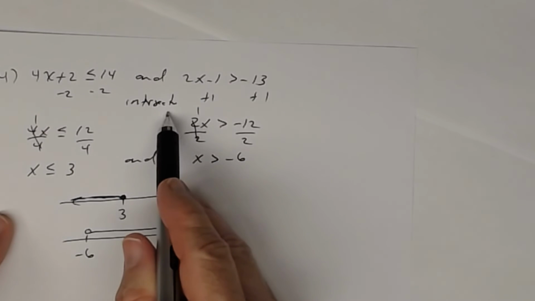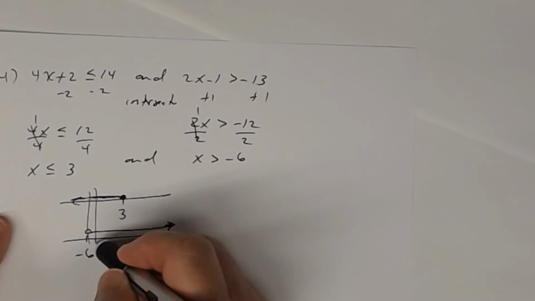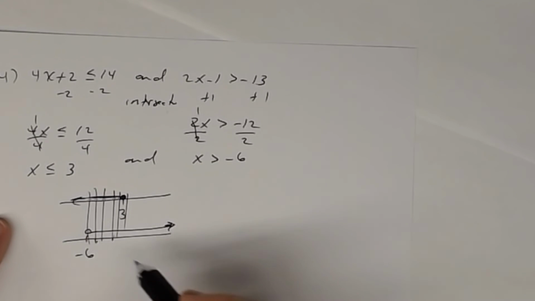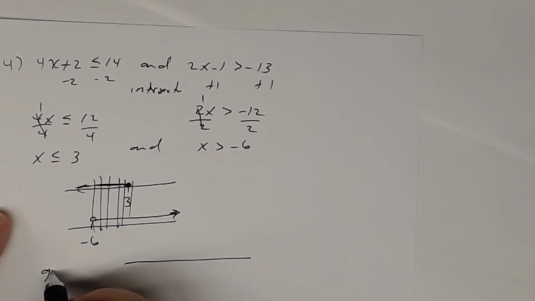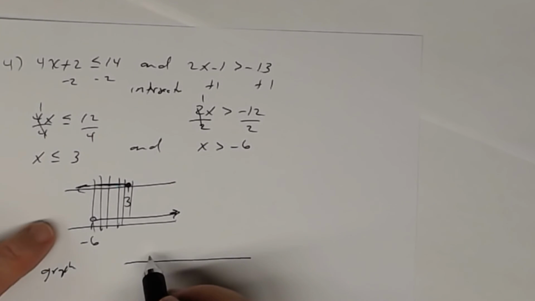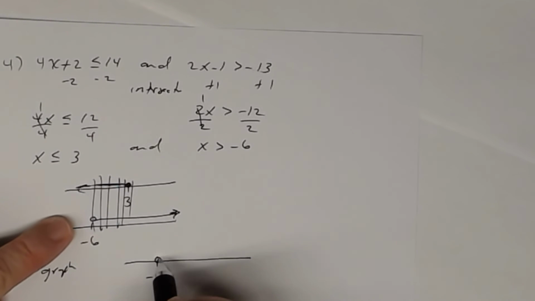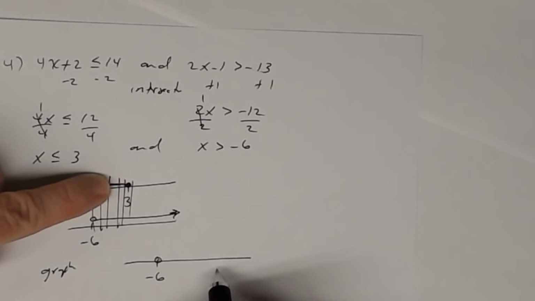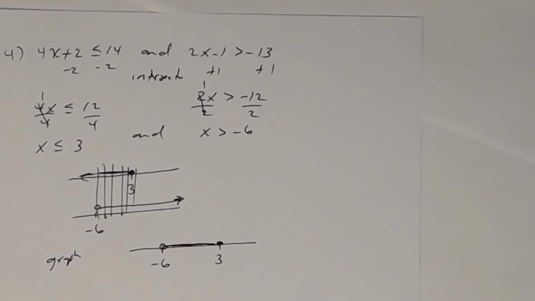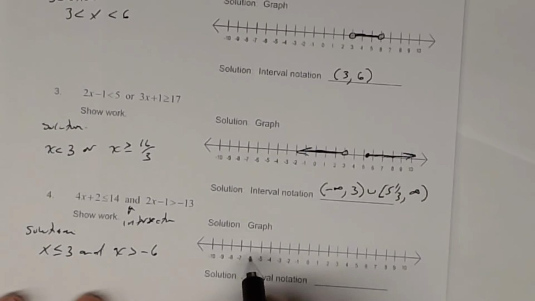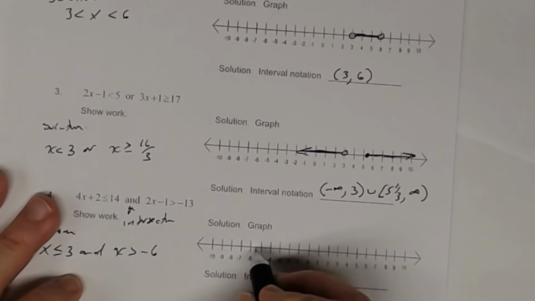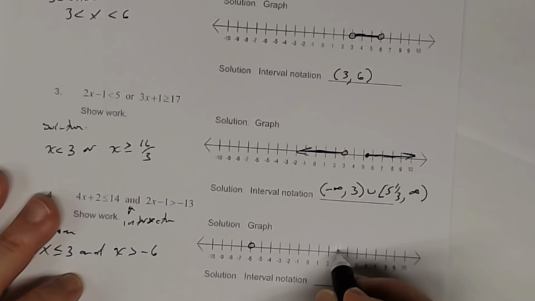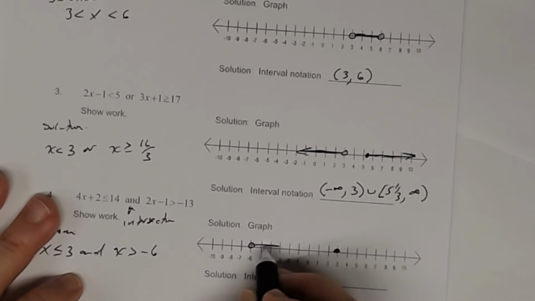And so since this is an and statement, we have to look at where those two graphs intersect. And so they intersect, so this would be the graph you would show. So they intersect from negative 6, open circle, to a positive 3, closed circle, right? And then shade in everything between them. And so that would be the graph. And so we're going to go here now, and we're going to draw the graph. So it'll be from negative 6, open circle, to a positive 3, closed circle, and then shade in everything between them.